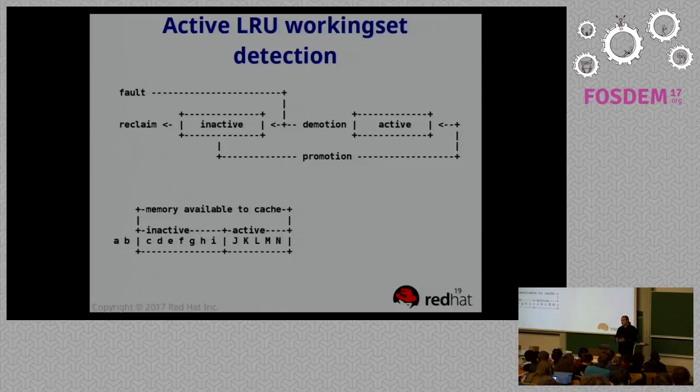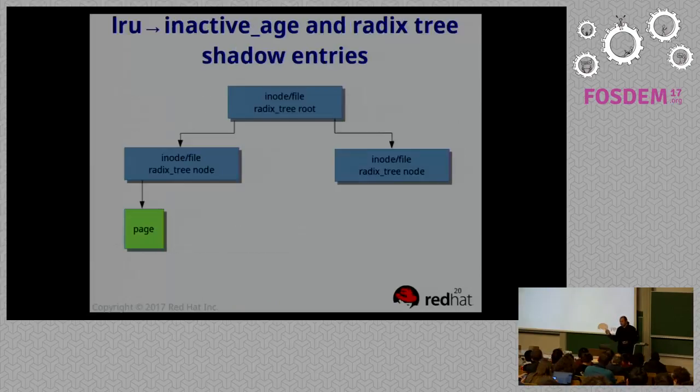So effectively, to grow or shrink the active list dynamically depending on the working set, the way to do it is very smart, and it consists in keeping track of this inactive age and default distance in the radix tree.